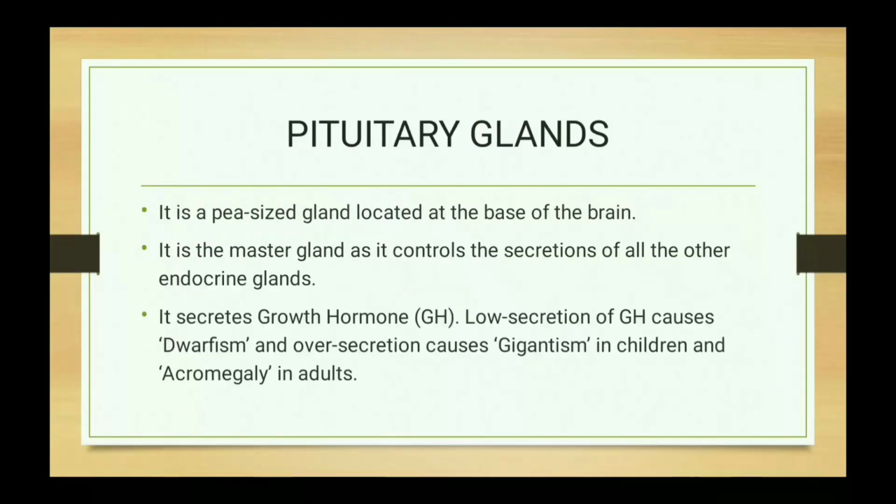It is the master gland as it controls the secretion of all other endocrine glands. Now it secretes growth hormone. If the growth hormone is low secreted, then the person may be dwarf. And if there is high secretion of growth hormone from the pituitary gland, then the person will have gigantism, and acromegaly in adults.